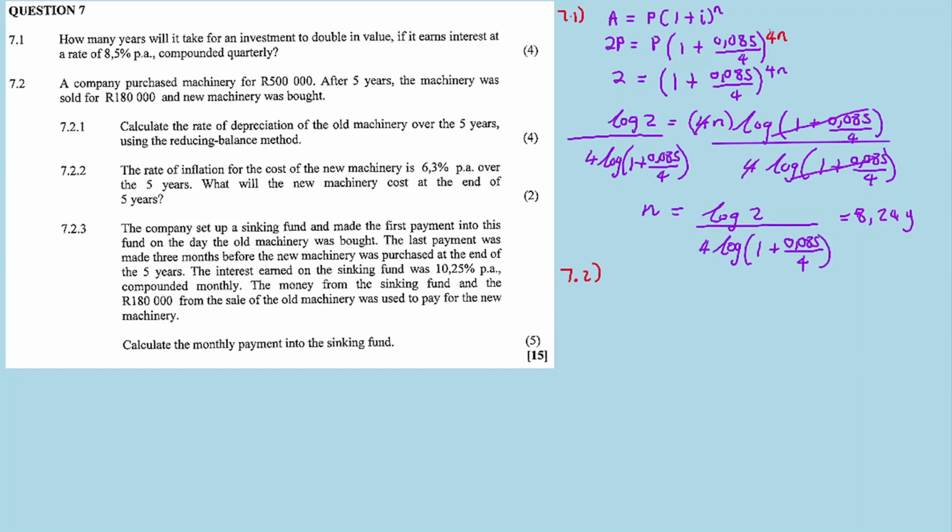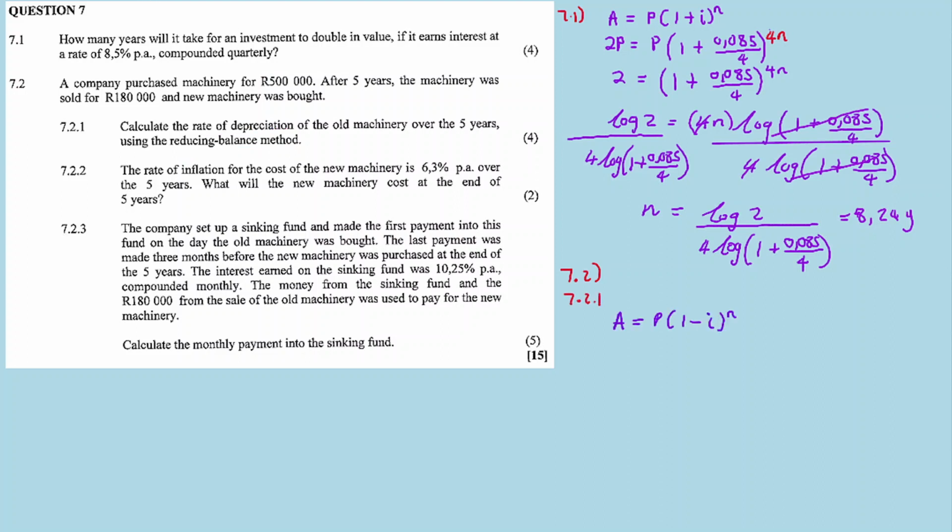Now this is about depreciation. Anything you buy at the shop loses value over time. That's why when we bought this machine, how much did it cost? 500,000. But after 5 years it loses value, right? The value is now worth 180,000 rand. So we want to calculate the rate of depreciation of the machine using the reducing balance method.